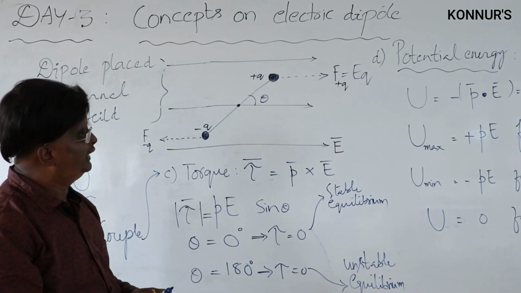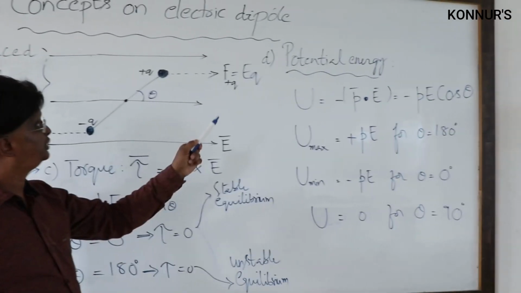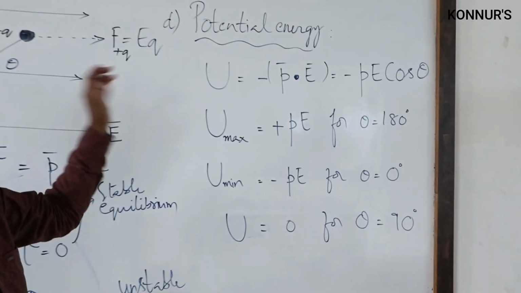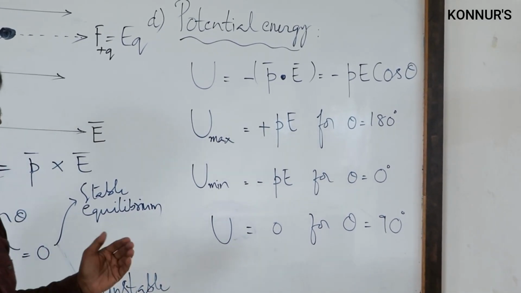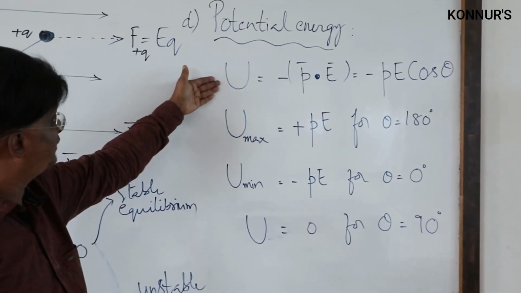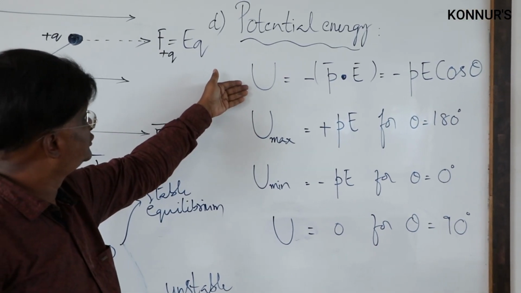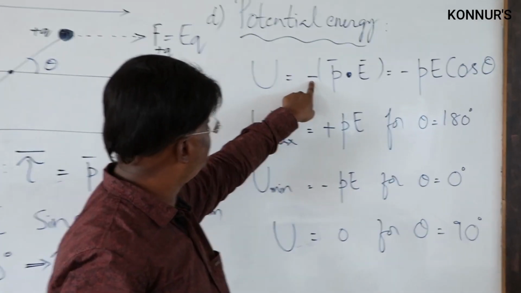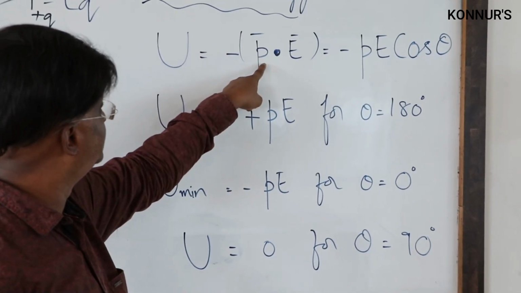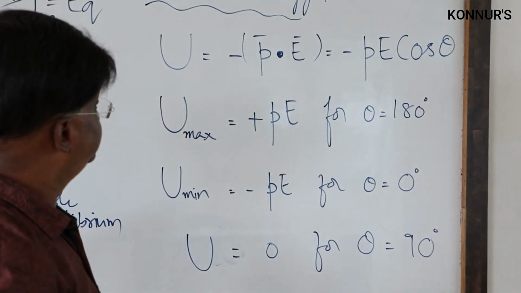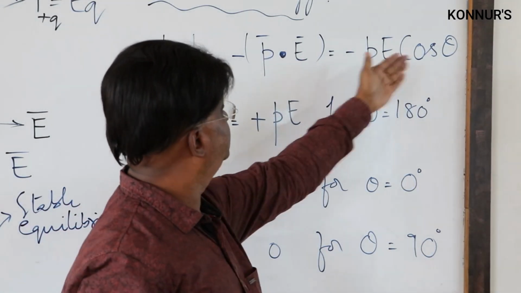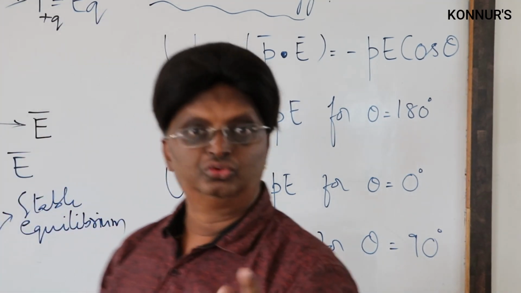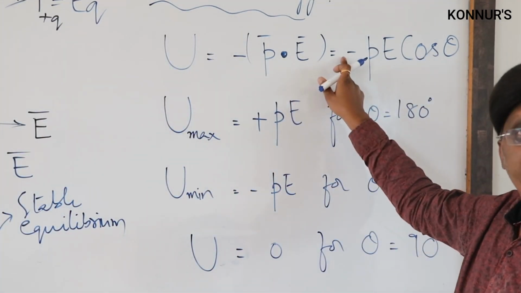Now let us come to another concept for the same dipole placed in uniform electric field. It will acquire potential energy, and that is given by this. I represent it by U. Electrostatic potential energy equals the negative of the dot product of dipole moment vector P bar and intensity vector E bar. So this is minus P E cos theta. Remember, potential energy should always be used here along with the negative sign.